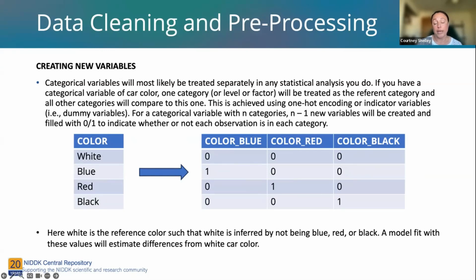So for the first one, white: is it the color blue? No. Therefore, I put 0 for no. Is it the color red? No, so 0. Is it the color black? No, so 0. So basically what I'm saying is I have four different potential categories, and I'm going to create three new variables, because one of them will always be indicated by not being a part of any of the other variables.